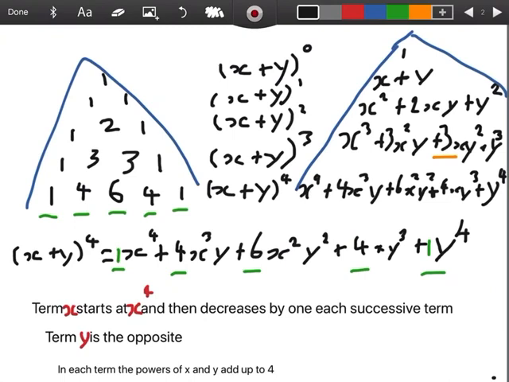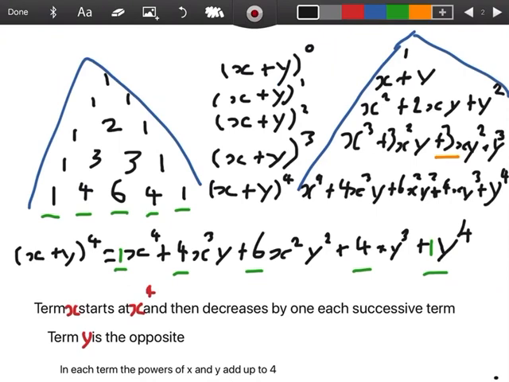And then let's now take a look at the powers. I didn't go into this in the last video, but this is the new part. So we have x to the power of 4 first. Then, as we can see along, x decreases in power every successive term, which is what I've written down here. So term x starts at x to the power of 4 and then decreases by 1 each successive term, right?